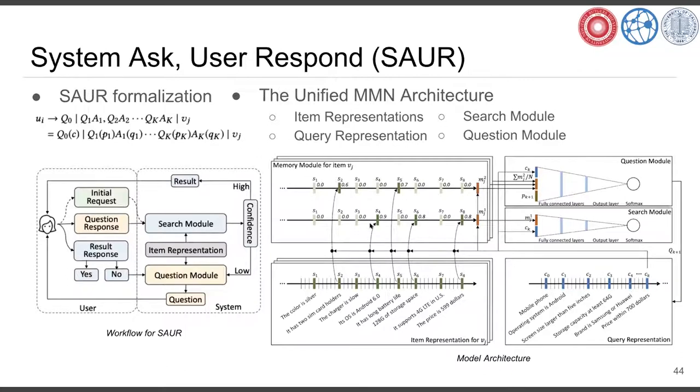This is the structure of the proposed unified multi-memory network, which contains the item and query representations and also the search and question modules. Since not all the sentences in the item representations are relevant to the current search query, this method uses an attention mechanism to construct the memory embeddings so that the model can select the important signals. Both the search module and the question module use negative sampling to retrieve the next question to ask the user or the item to be recommended to the user.